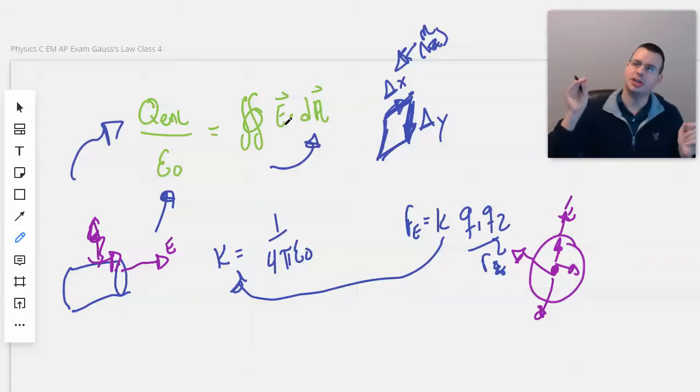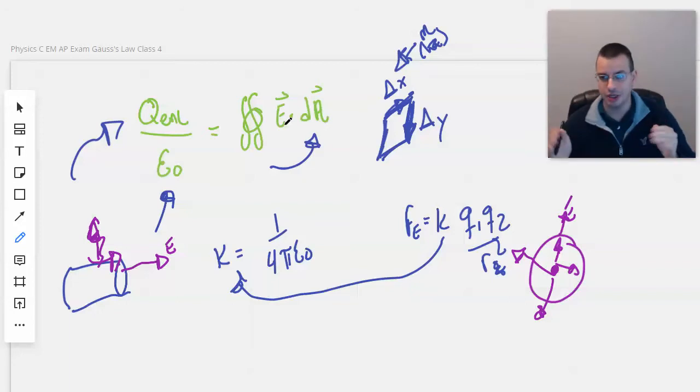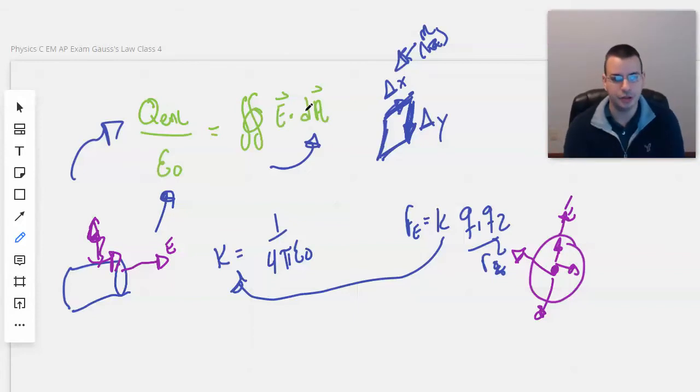cosine. Cosine of theta, in this case theta would be 0, therefore it will just be 1. The magnitude will be the magnitude of the electric field times the magnitude of the area times 1.